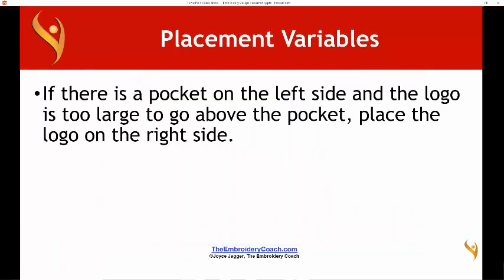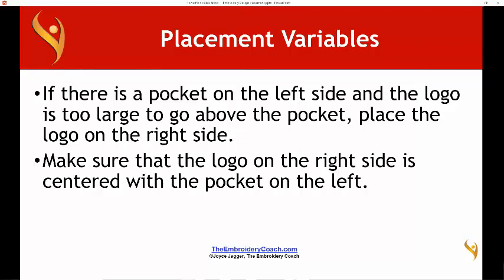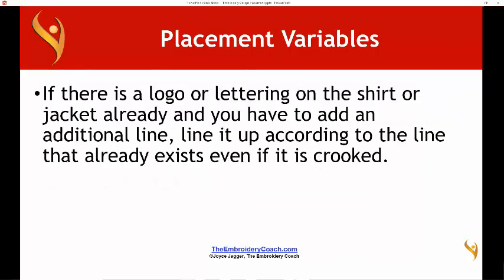If there's a pocket on the left side and the logo is too large to go above the pocket, place the logo on the right side. Make sure that the logo on the right side is centered with the pocket on the left. And if there is a logo or lettering on the shirt or jacket already and you have to add an additional line, line it up according to the line that already exists, even if it is in fact crooked.